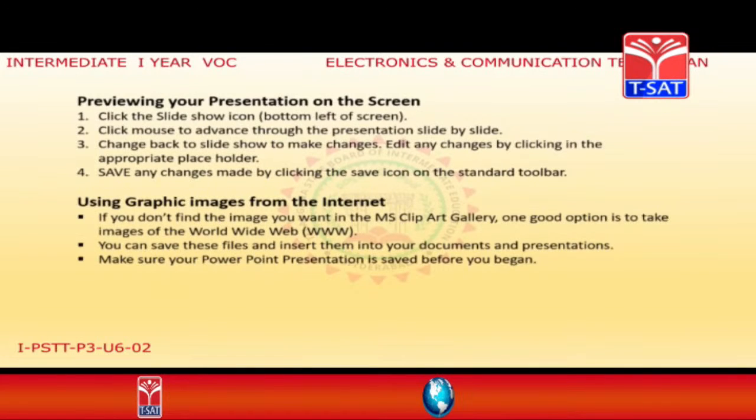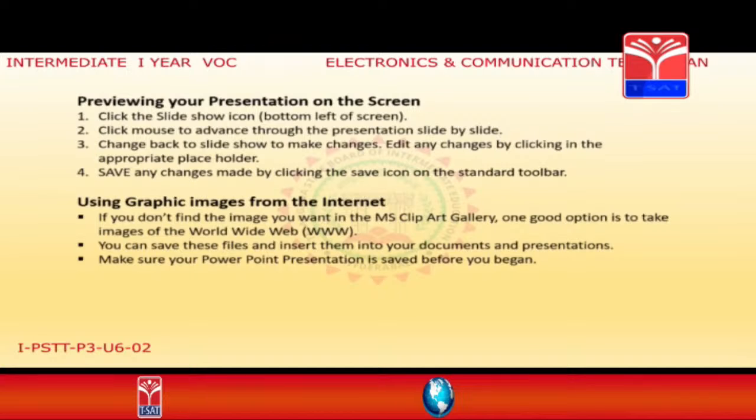Previewing your presentation on the screen. Click the slideshow icon, which is at the bottom left of the screen. Click the mouse to advance through the presentation slide by slide. Change back to slide view to make changes. Edit any changes by clicking in the appropriate placeholder. Save any changes made by clicking the save icon on the standard toolbar.